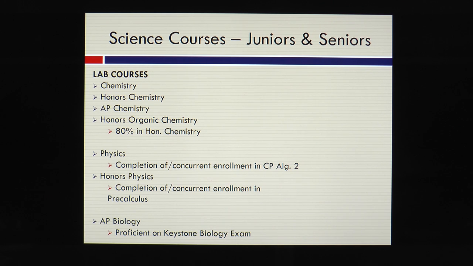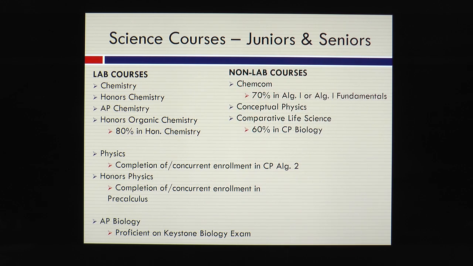To round out the other lab courses, we have physics and honors physics. You do need to have some success in CP Algebra 2 and pre-calculus to take either one of those. And lastly, you have AP biology, which you can earn up to 4 college credits as long as you were proficient on the Keystone Biology exam.